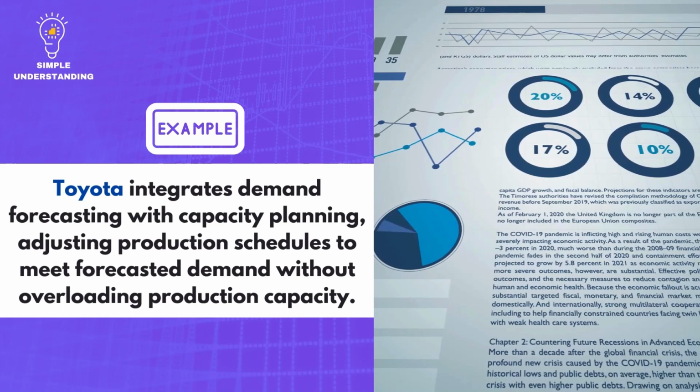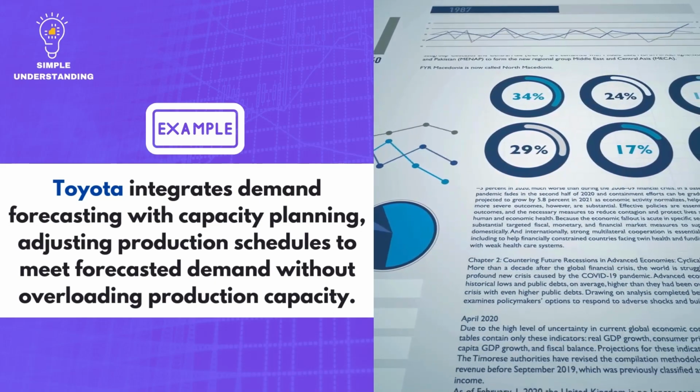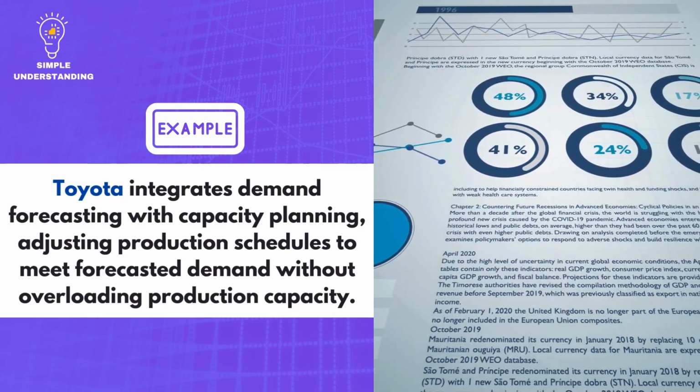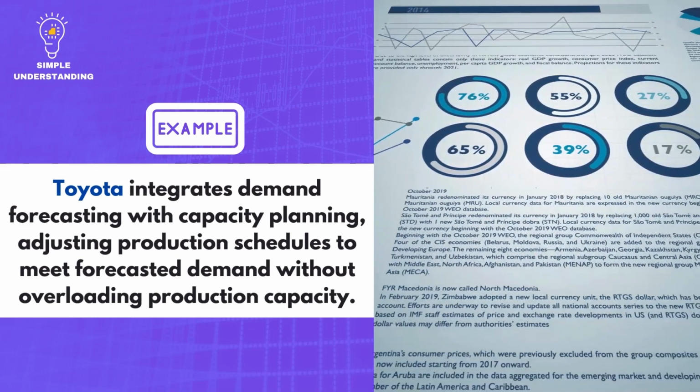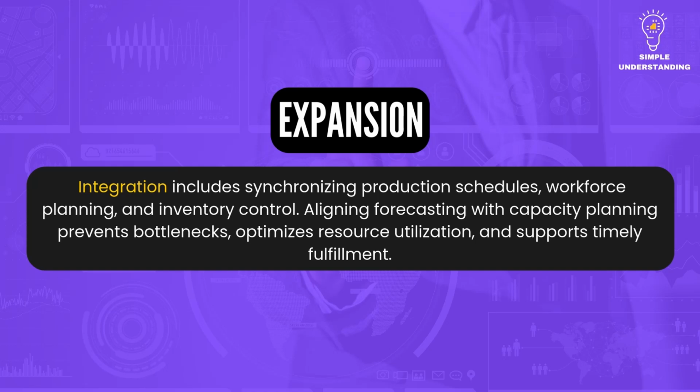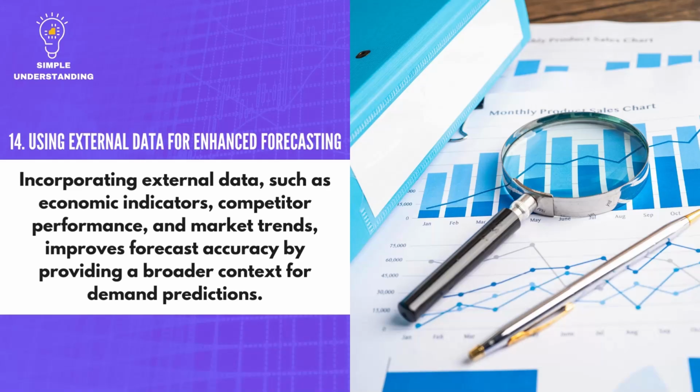Toyota integrates demand forecasting with capacity planning, adjusting production schedules to meet forecasted demand without overloading production capacity. Expansion. Integration includes synchronizing production schedules, workforce planning, and inventory control. Aligning forecasting with capacity planning prevents bottlenecks, optimizes resource utilization, and supports timely fulfillment. 14.